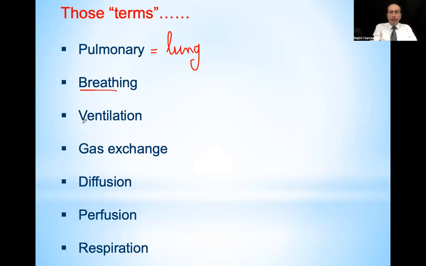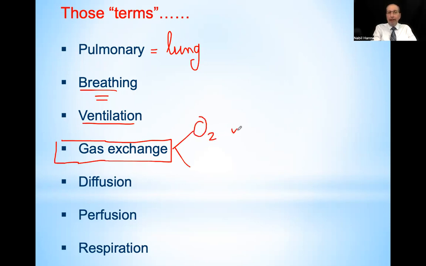Breathing and ventilation, these two terms are similar. Ventilation is just a $5 word for breathing. Both are air going in and out. Now, gas exchange, this is the major function of the lung. It's all about getting oxygen in, and by in, I mean into the blood, and getting carbon dioxide out. That's the whole idea of the lung. That's the lung function. Getting oxygen in.